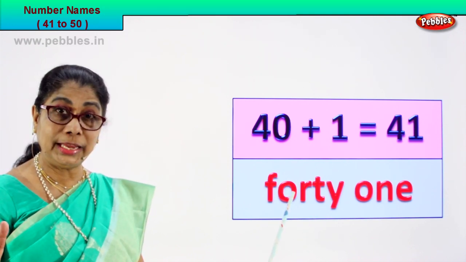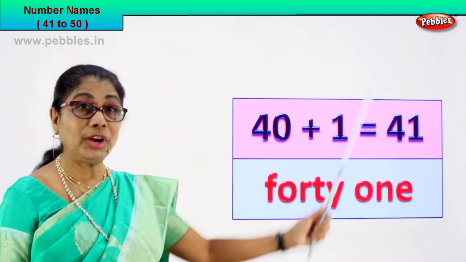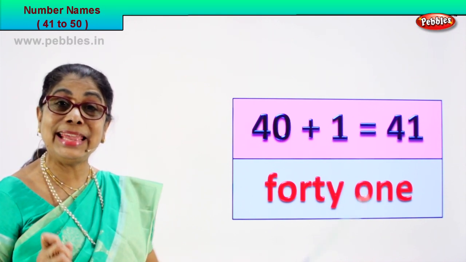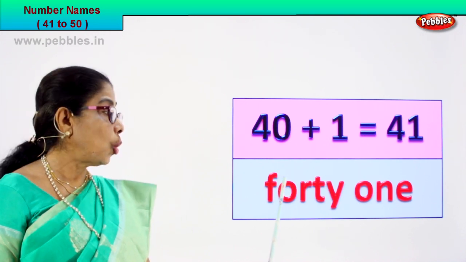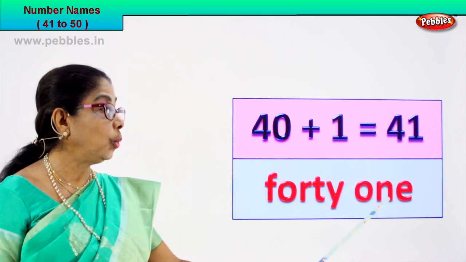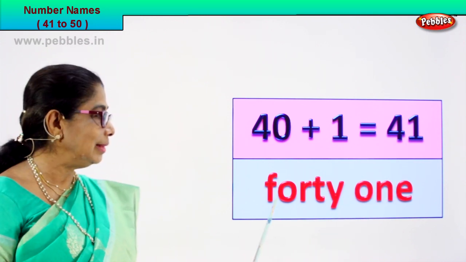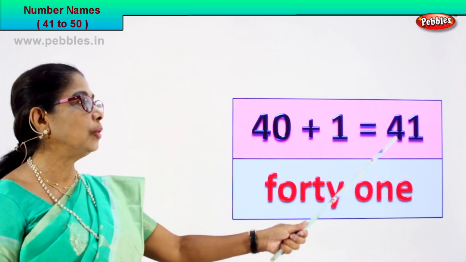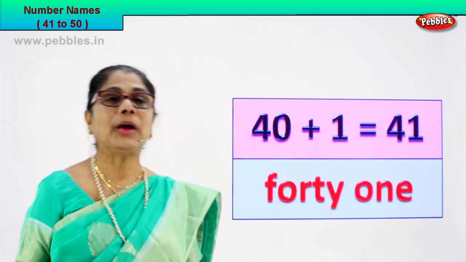F-O-R-T-Y, 40, O-N-E, 1. So the numeral 41, the number 41's name. Spell and write the name correctly. F-O-R-T-Y, 40, O-N-E, 1. 41. So when you read 41, immediately you must say, I know how to write the numeral 4 and 1, 41. Good. Did you enjoy?